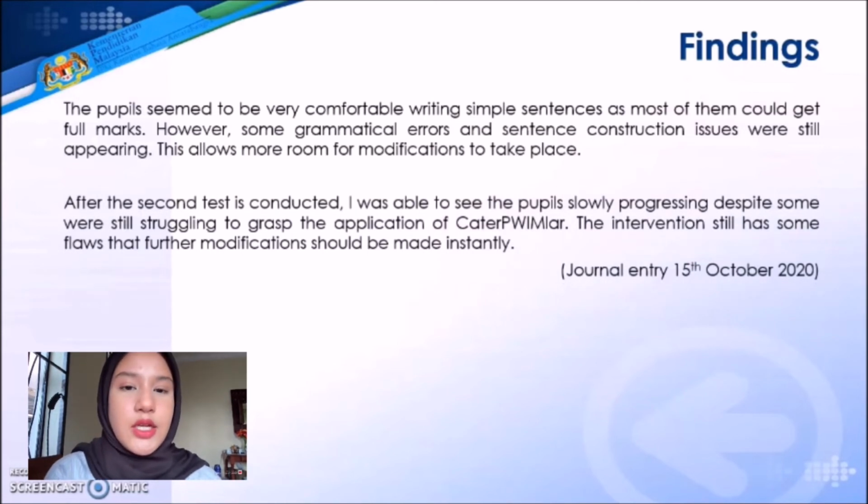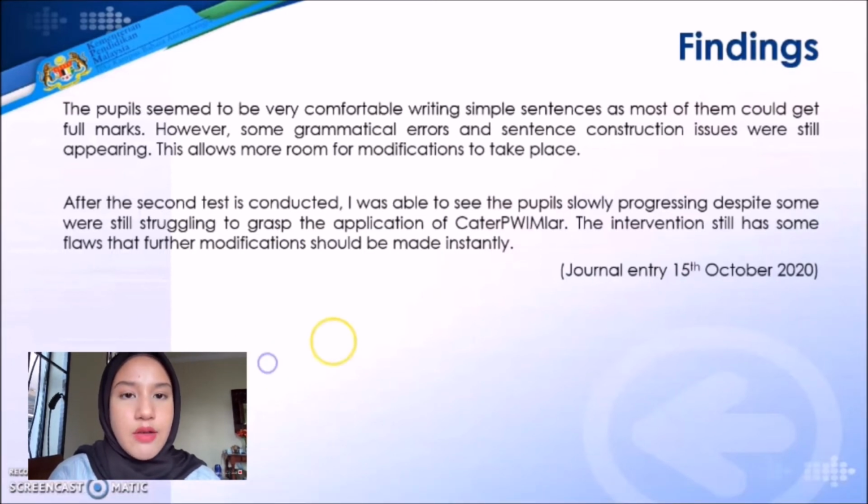In the journal entry on 15 October 2020, the pupils seemed to be very comfortable writing simple sentences as most of them could get full marks. However, some grammatical errors and sentence construction issues were still appearing. This allows more room for modifications to take place. After the second test was conducted, I was able to see the pupils slowly progressing, despite some still struggling to grasp the application of Caterpillar. The intervention still has some flaws, so further modifications should be made instantly.